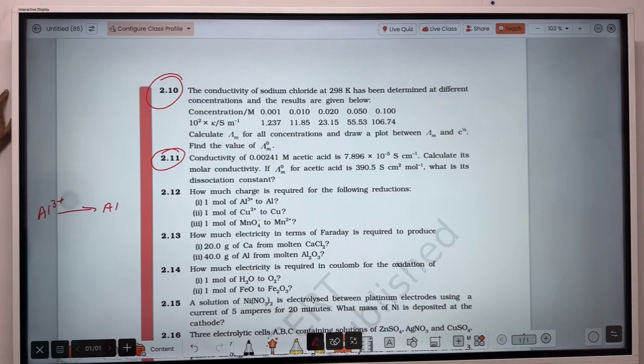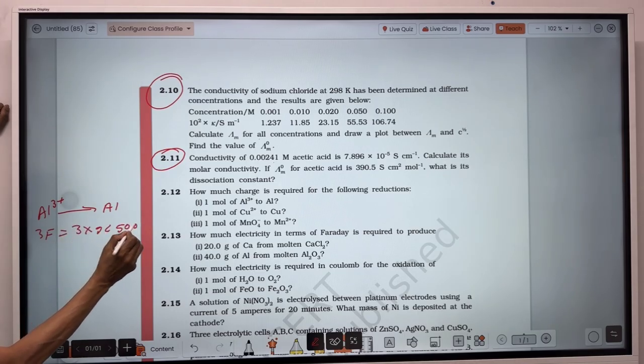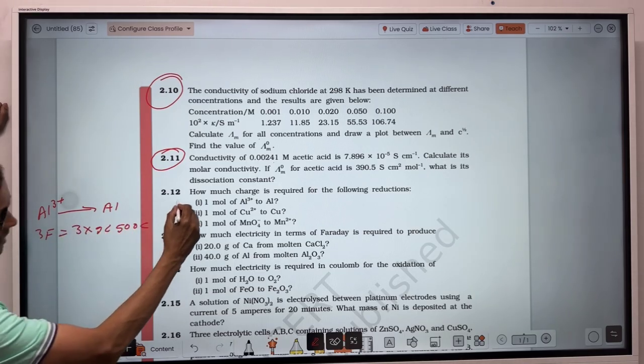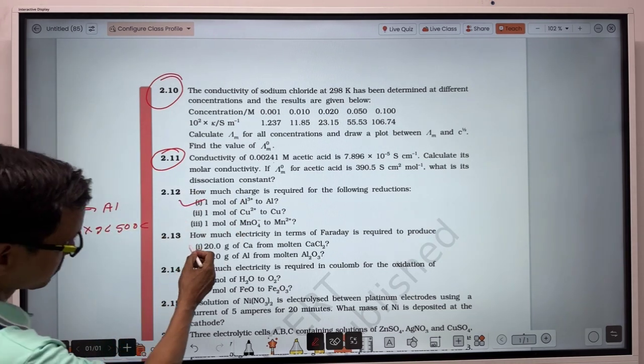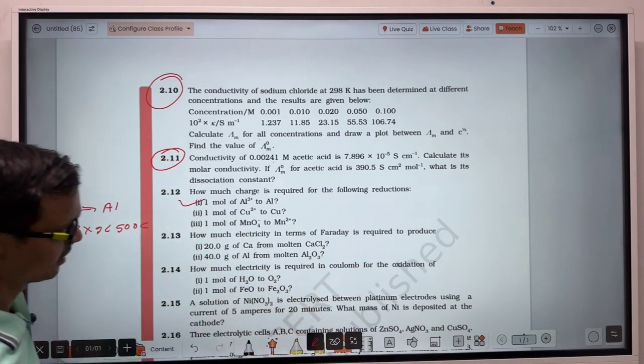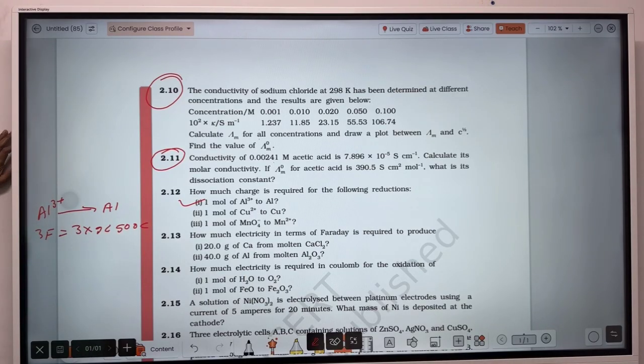So here the oxidation number is +3, and that will go to 0 oxidation number. So 3 Faraday charge will be required, or 3 into 96,500 coulomb of charge. Now the remaining 2 questions you solve by yourself. Now the second question: how much electricity in terms of Faraday is required to produce 20 gram of calcium from molten CaCl2? So calcium you will have to deposit.